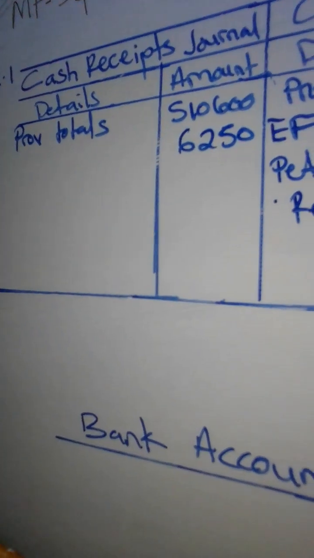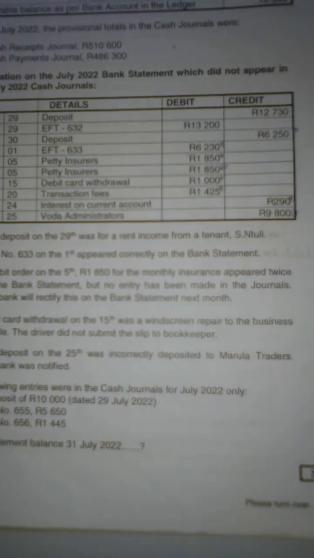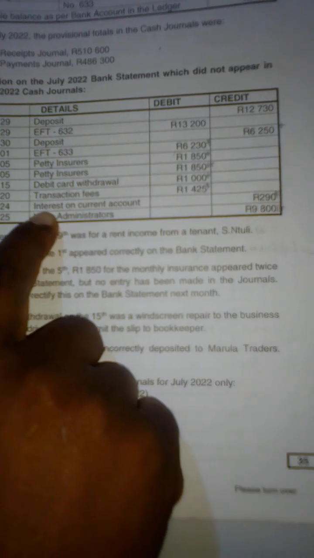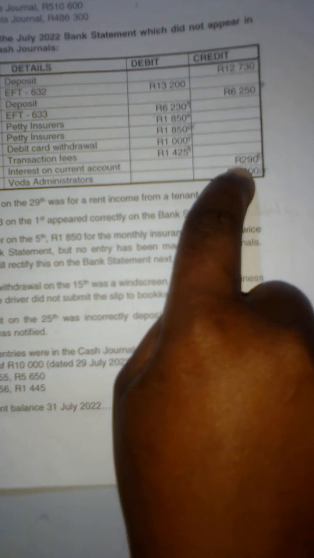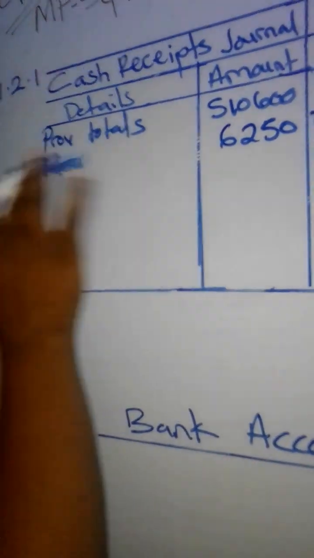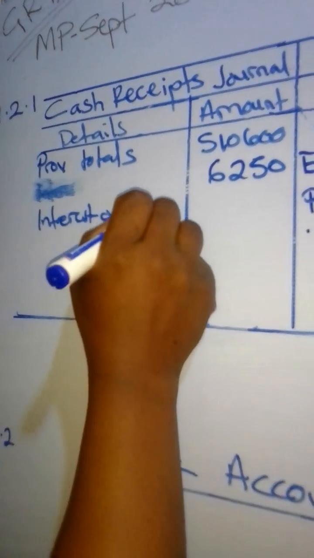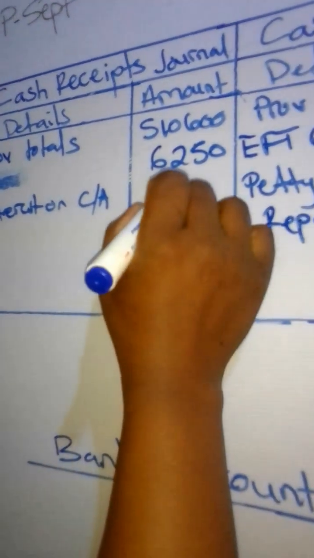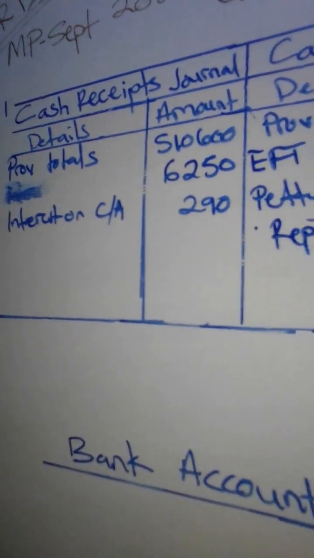We record it on the debit side, 6,250. And then what else do we have? If we check, we have got interest on current account. Interest on current account is 290. So we indicate interest on current account. The amount is 290.